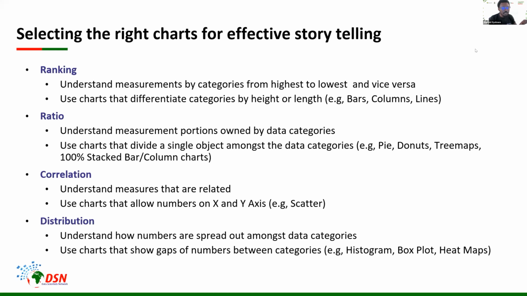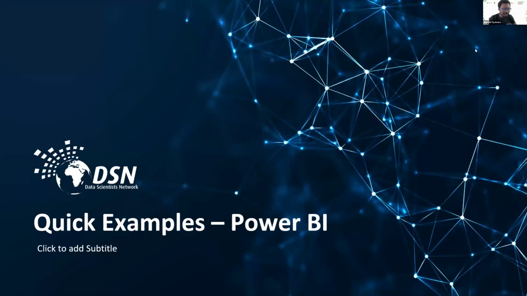Then we'll also tell stories from distribution perspective when we want to see how numbers are spread out amongst data categories. And in such instances, you can use charts that show gaps of numbers between different categories. You want to see what is different between this number and that number. So you want to leverage charts like histogram, box plots, and heat maps.